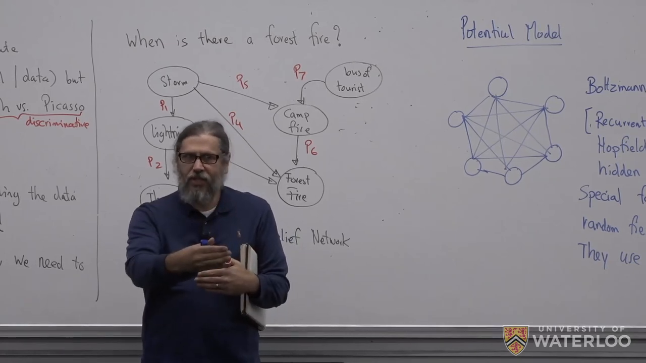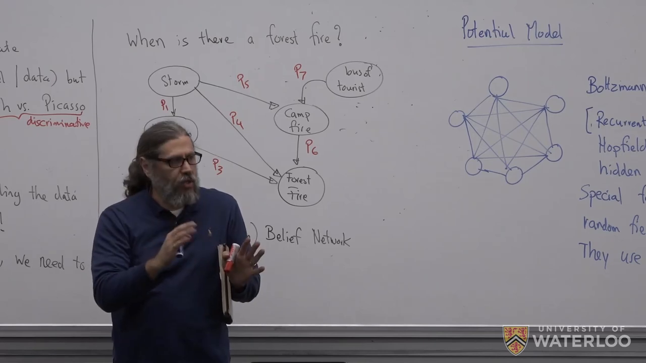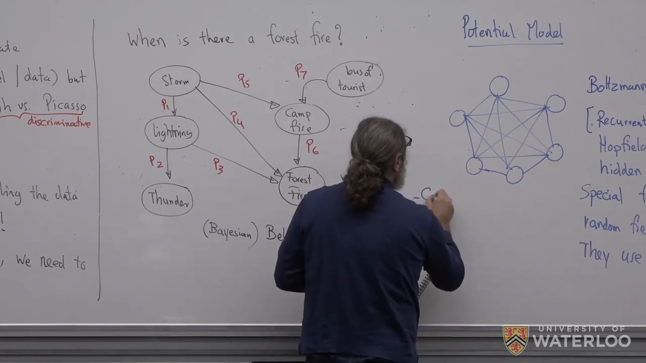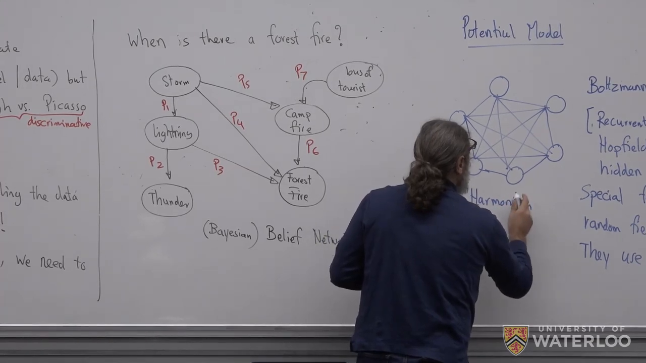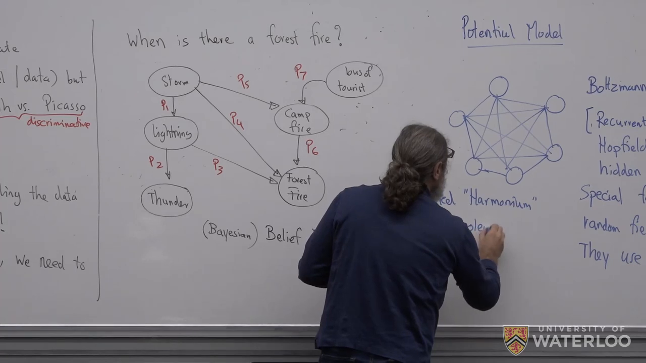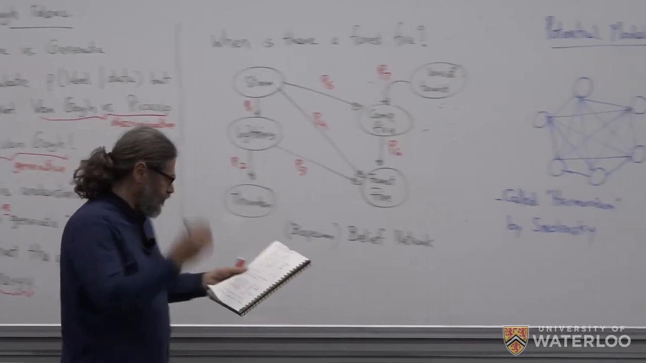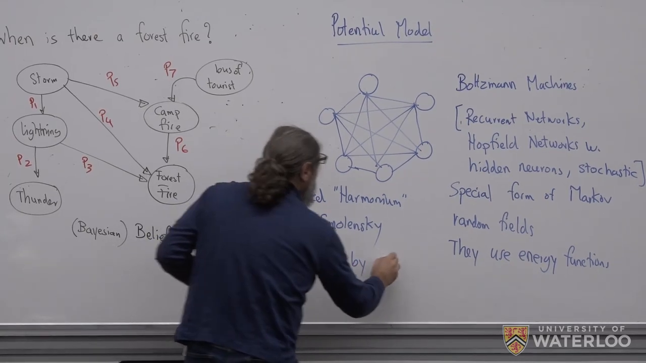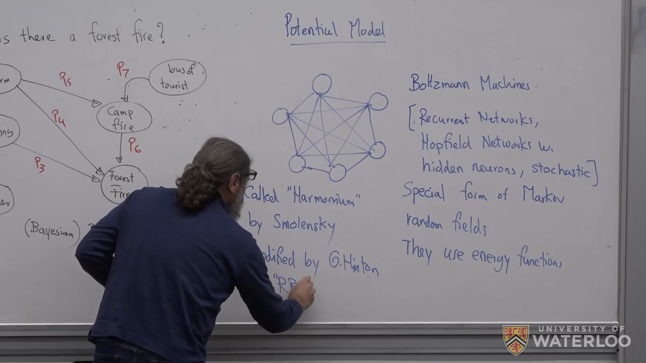Well, take it easy. Let's go one step at a time. So I don't have the error function. I have to come up with something else. Historically, we went with energy. Well, maybe we will find out a little bit more why. So this was also called harmonium, by Smolensky. So the Boltzmann machine was also called harmonium, if everything is connected to everything. And then it was modified by Jeff Hinton to the restricted Boltzmann machine, RBM.